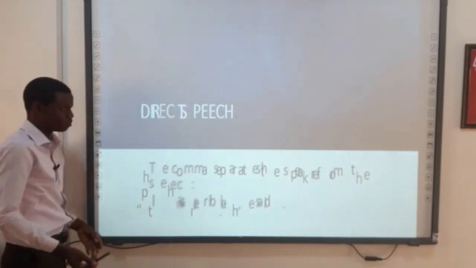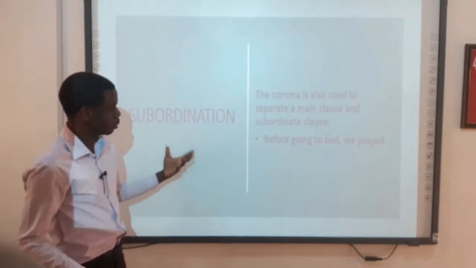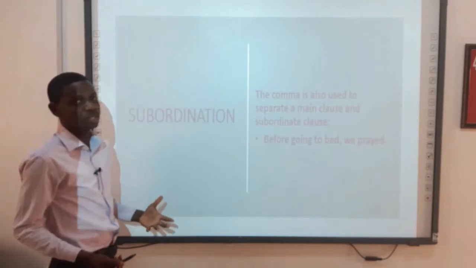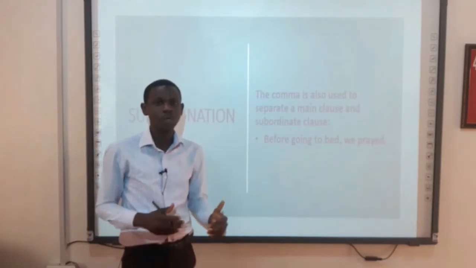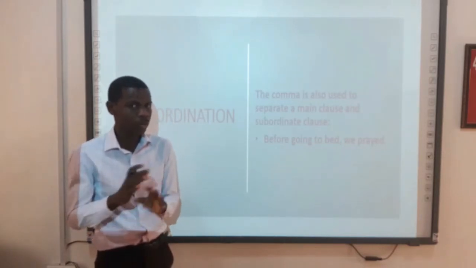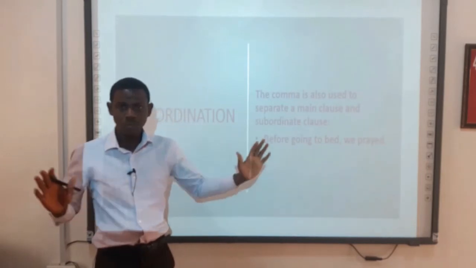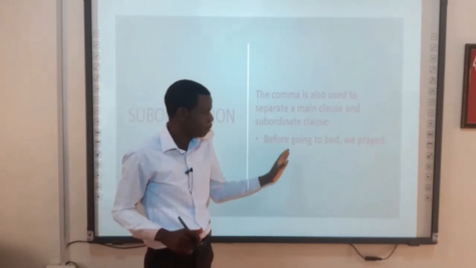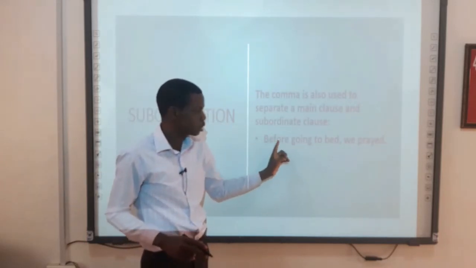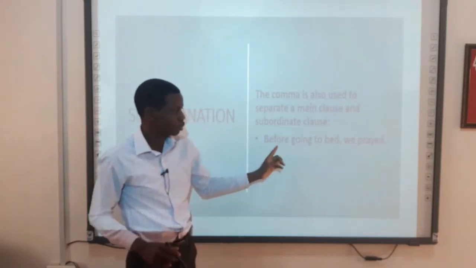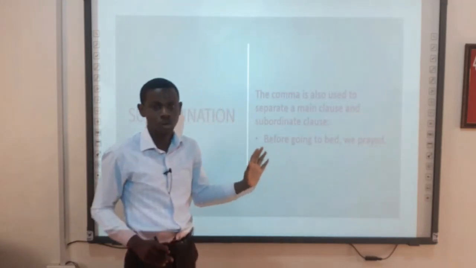And finally, here, the last letter of the acronym LADS now, subordination. In subordination, where a subordinate clause comes before the main clause, we use the comma to separate the subordinate clause. Not the other way around. Where we have the main clause coming before the subordinate clause, of course, your sentence will just flow like that. So the case we have here now: Before going to bed, we prayed. So this is the subordinate clause here. We prayed before going to bed. But if it's the other way around, you don't apply your comma here.